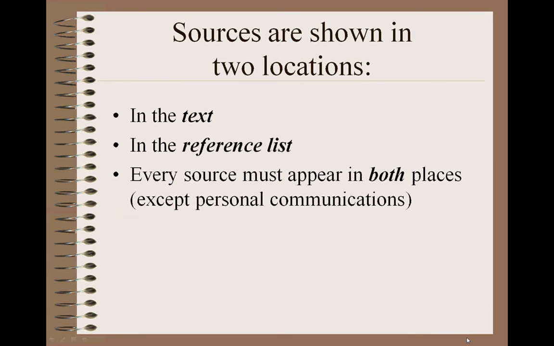When you are using information from sources other than your own experiences or opinions, these must be shown in two locations, in the text and in the reference list. Every source must appear in both places except personal communications. Personal communications are defined as communications or information that you get from another person, either by phone, in person, email, or through a letter.